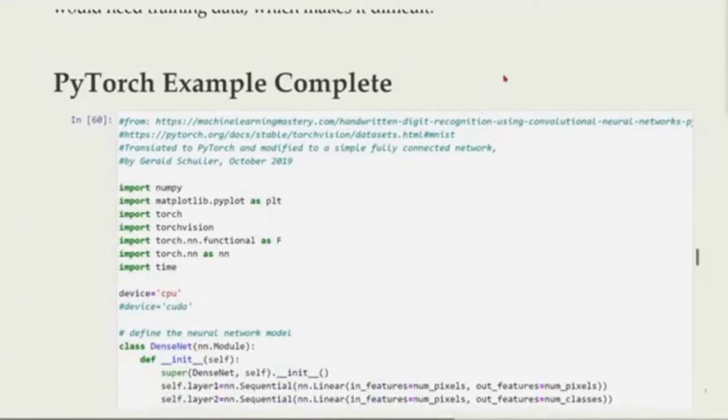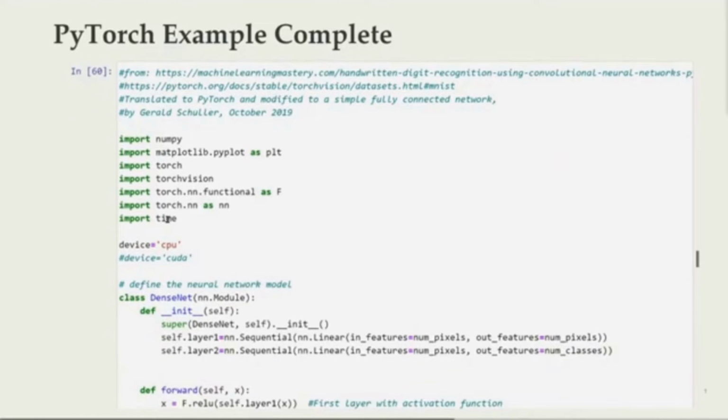Here is our complete PyTorch example. This is taken from machinelearningmastery.com. This is a great source for examples and tutorials on machine learning, and it was translated to PyTorch and modified to a simple fully connected layer by Professor Shura. So here we are importing our libraries. We will use NumPy, PyPlot to plot, PyTorch, and Torch Vision to have access to the MNIST dataset.